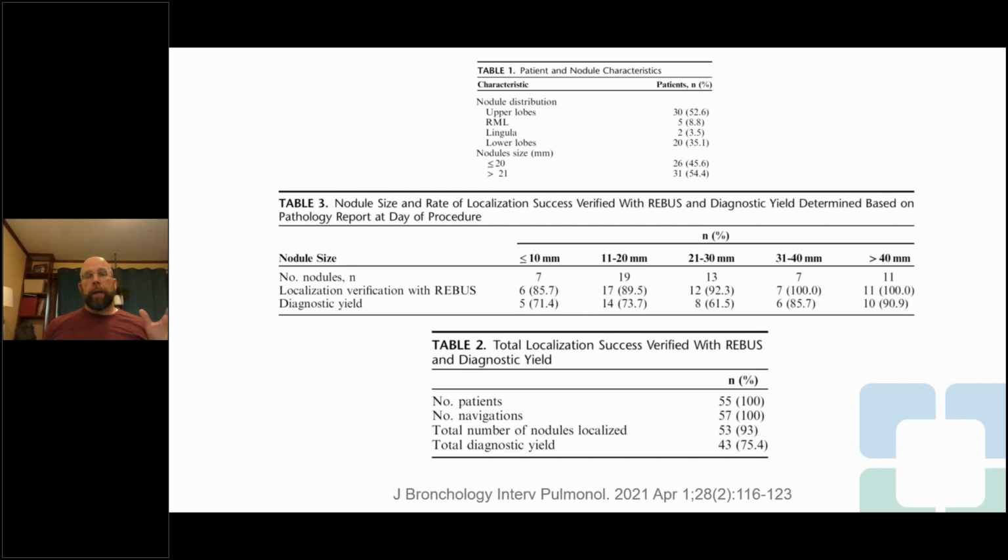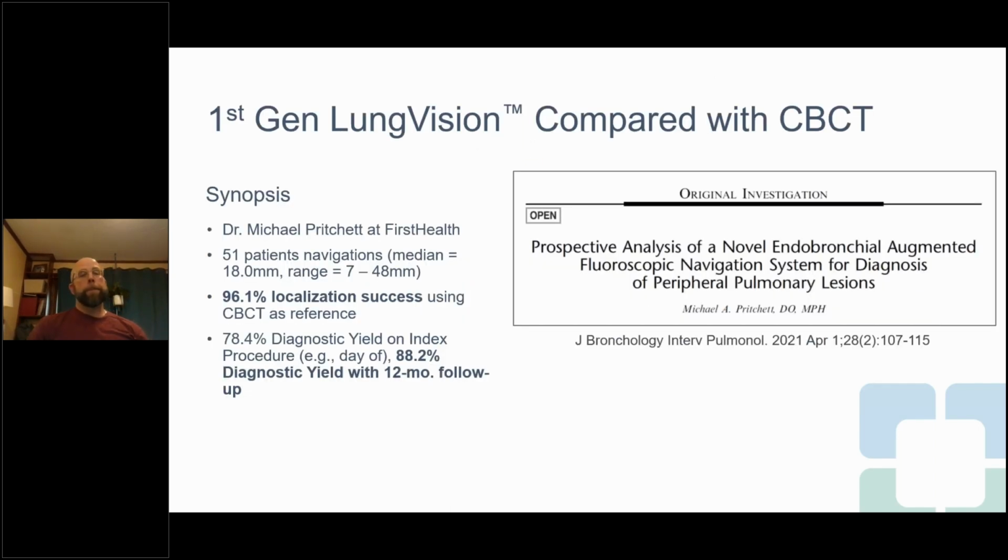As you can see, there was a wide range of nodules, not atypical for lung cancer, more so in the upper lobes, and the range varied, with the exception of this 2 to 3 centimeter size, which makes sense. As the nodule size got bigger, the diagnostic yield also got better. And it was a pretty good mix of nodules across the board.